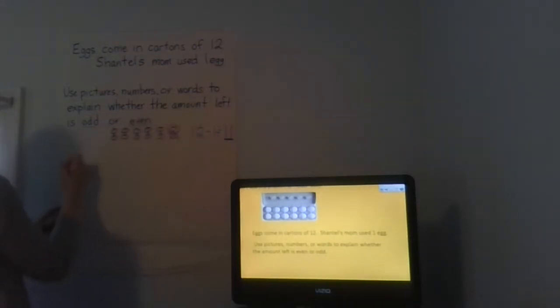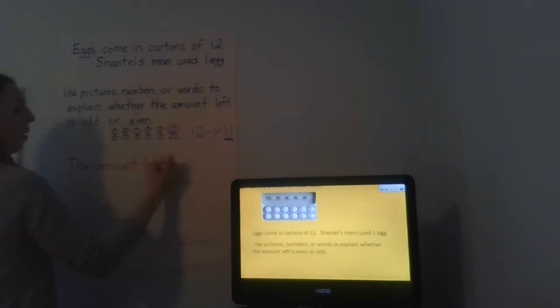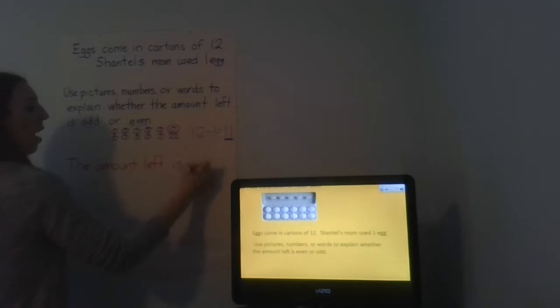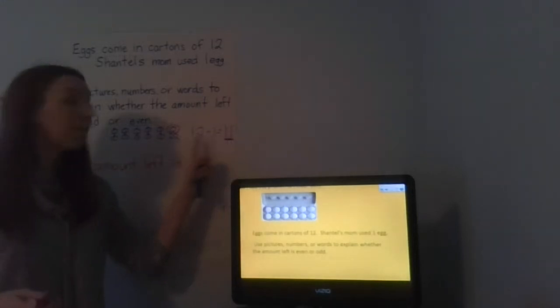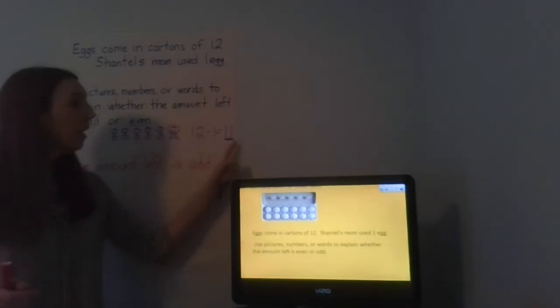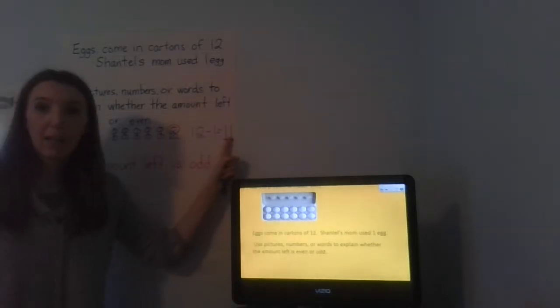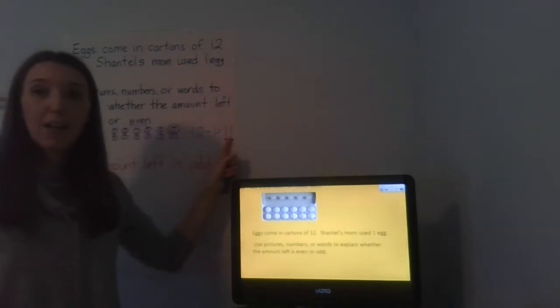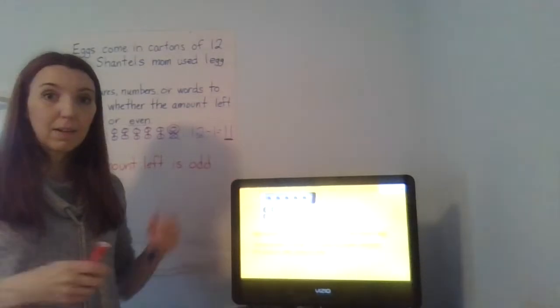So the amount left is odd. I know it's odd because it's not in a pair. I have 1 by itself, and it also ends in an odd number. It has an odd number in the ones place.